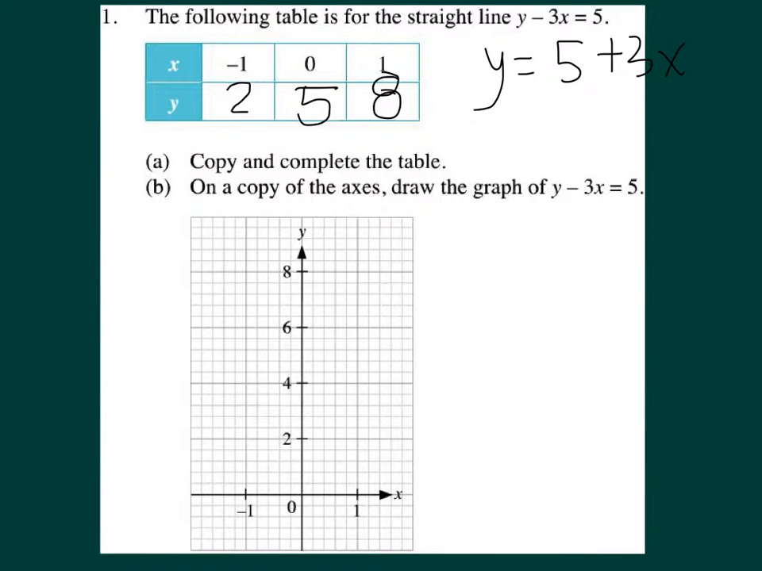Okay, the graph has been given to you already. So let's mark the points on the graph. Negative 1 and 2. Sorry, can you see the green arrow below? Yes. Negative 1 and 2. So I mark down there.